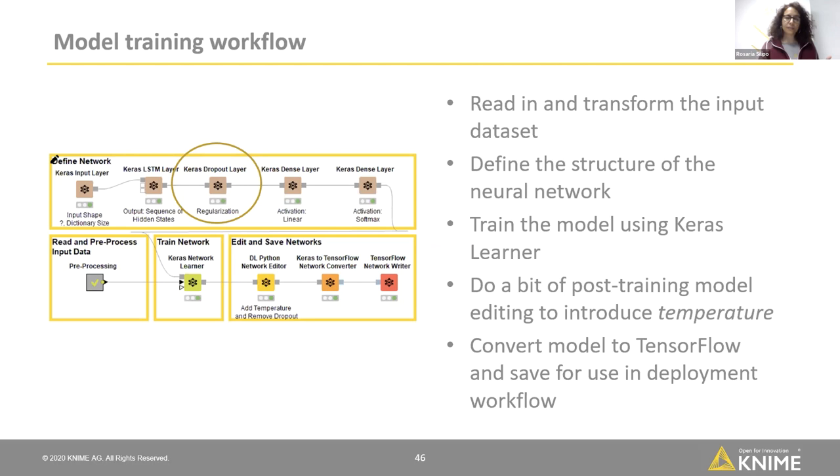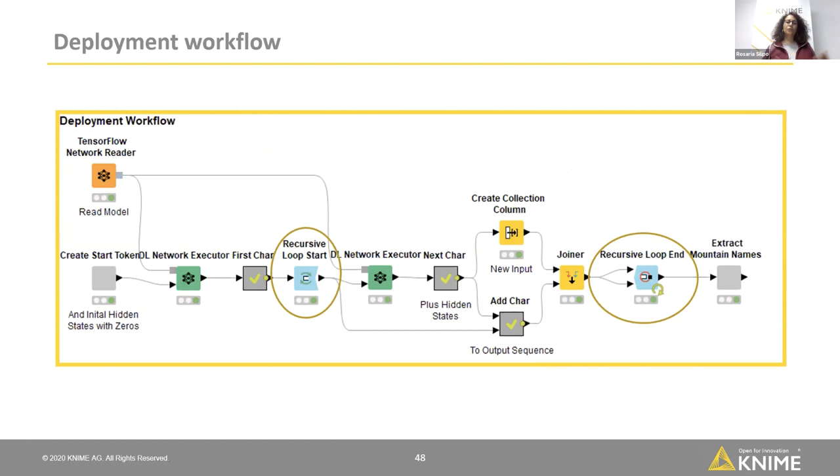You have seen this one already. Kathrin was showing that to you. This is the deployment workflow. So what we did, we trained the network from one character to predict the next character, right? So we have one character, we predict the next character. Then the character that was predicted is fed back into the input. And then from this character, we predict again the next character. The output character is fed back into the input of the network, and so on and so on. And that's why here you have this loop, the recursive loop start and the recursive loop end. In this way, you need a one character trigger at the beginning that triggers the whole process of automatically generating one character after the next, the name of the mountain. And that's how we generated the names.